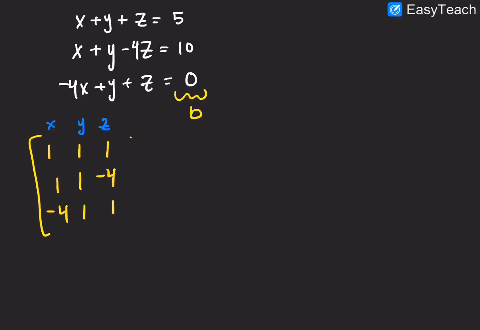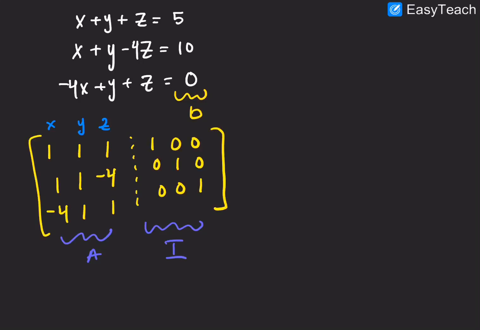Okay, so then I'm going to write the identity matrix. Okay, so this on the left is my A matrix, and then on the right is my identity matrix, which is the 3 by 3. And we're going to go ahead and work on that inverse matrix algorithm. So basically we're going to find A inverse.